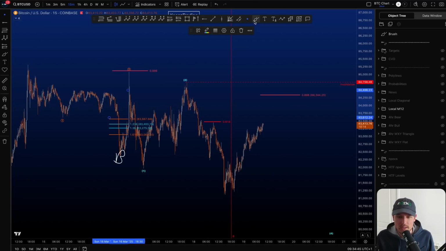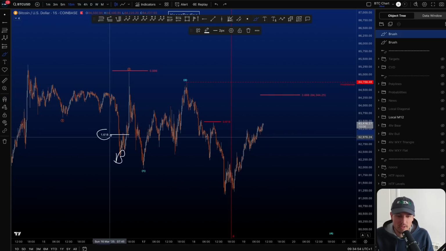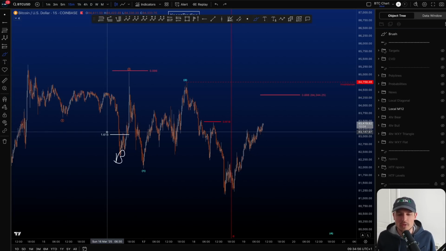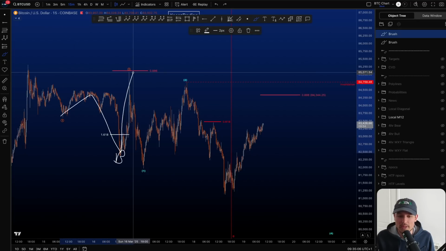But you can see that we moved beyond the blue fibs over here, beyond the 1.618, and made the low over here. Now the 1.618 is already a very uncommon target for a wave B, and moving far beyond the 1.618 really reduces the probabilities for a flat structure, meaning a 3-wave flat structure.